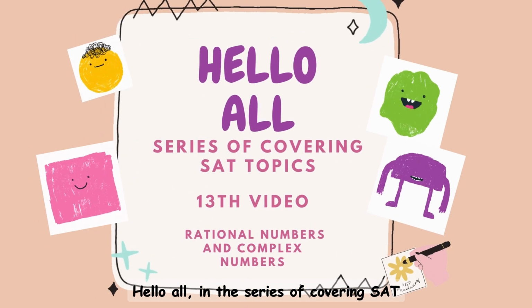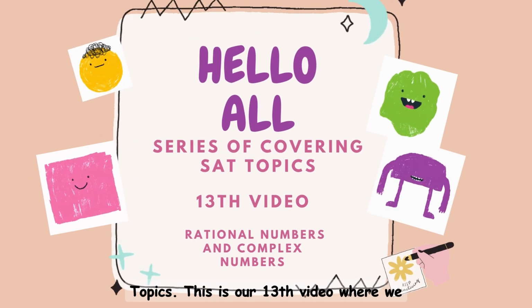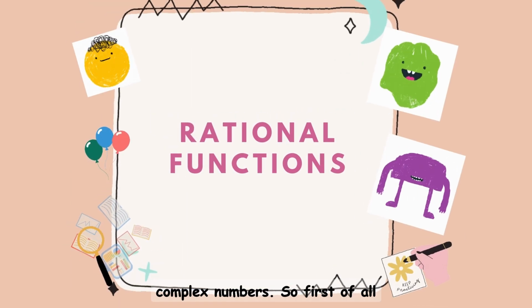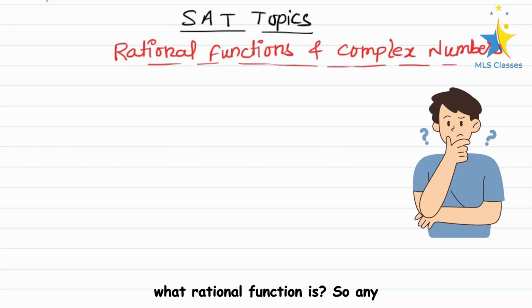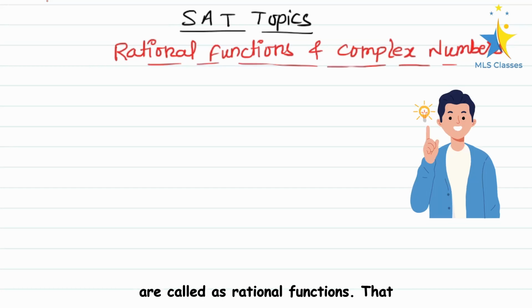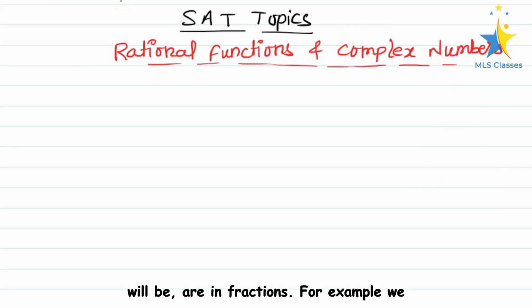Hello all, in the series of covering SAT topics, this is our 13th video where we will discuss rational functions and complex numbers. So first of all, what is a rational function? Any function in which we have polynomials in the numerator and denominator is called a rational function. That means basically these types of functions will be in fractions.